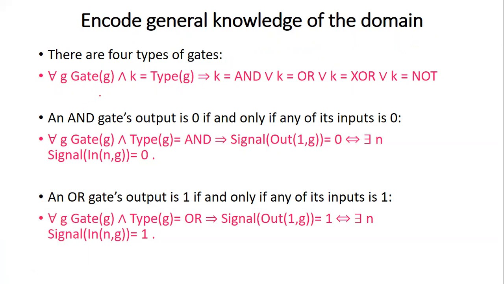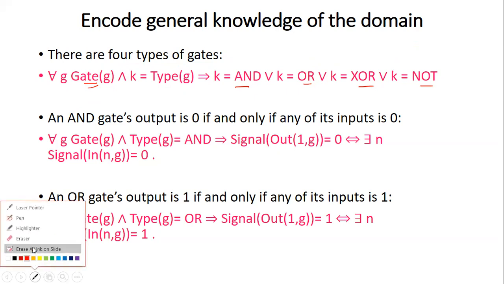So the gate can be either an AND gate, or an OR gate, or an XOR gate, or a NOT gate. So these are the 4 possible gates.